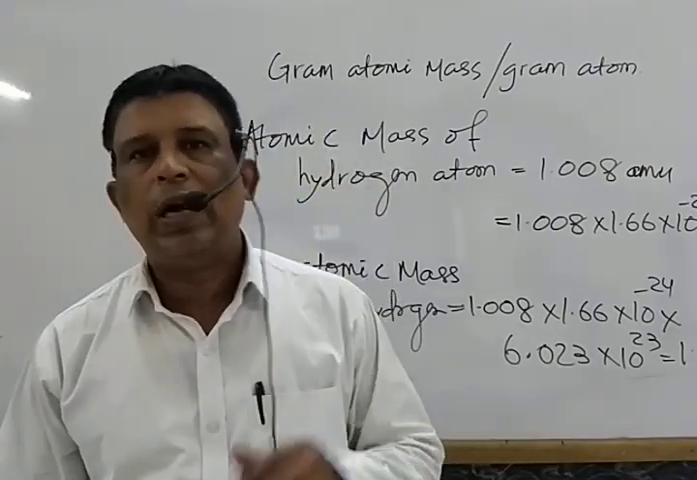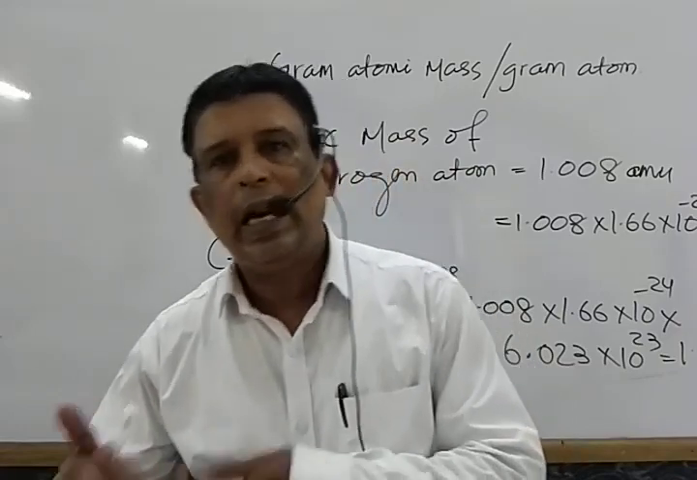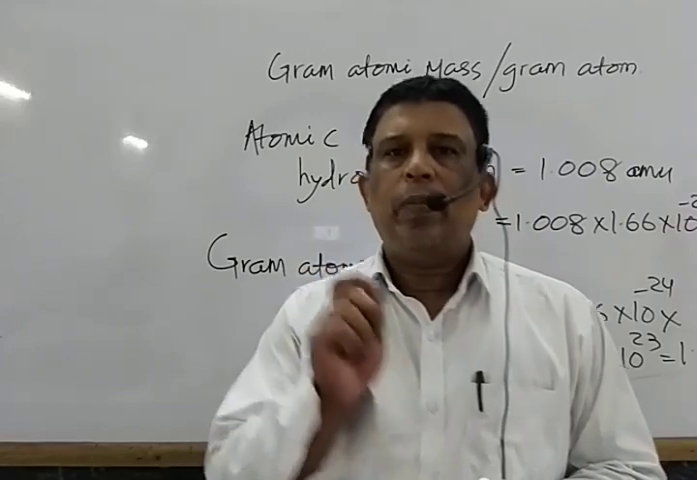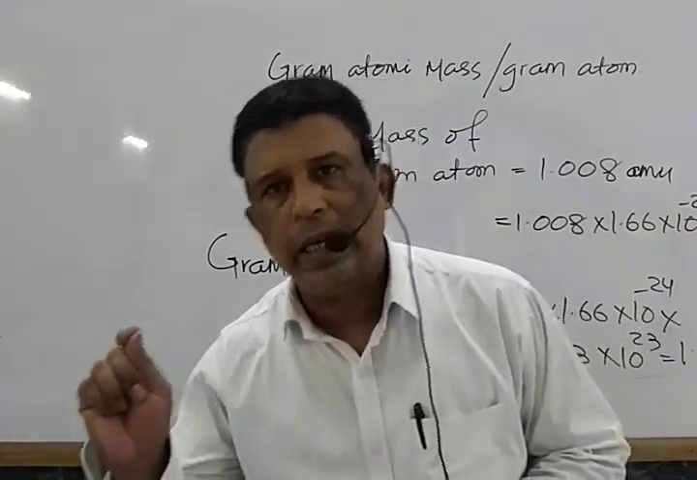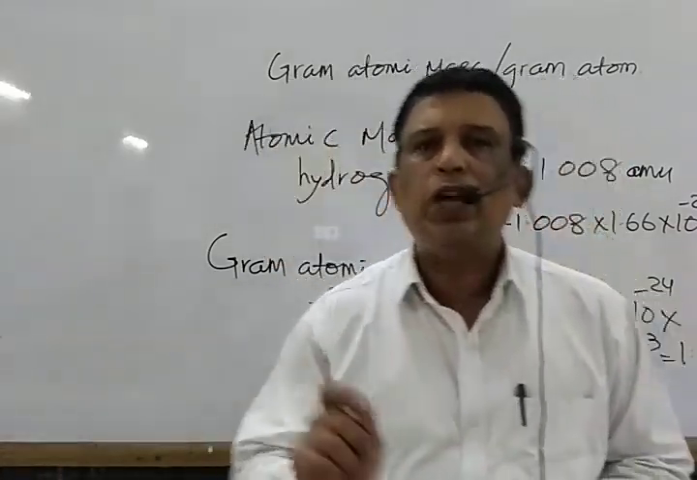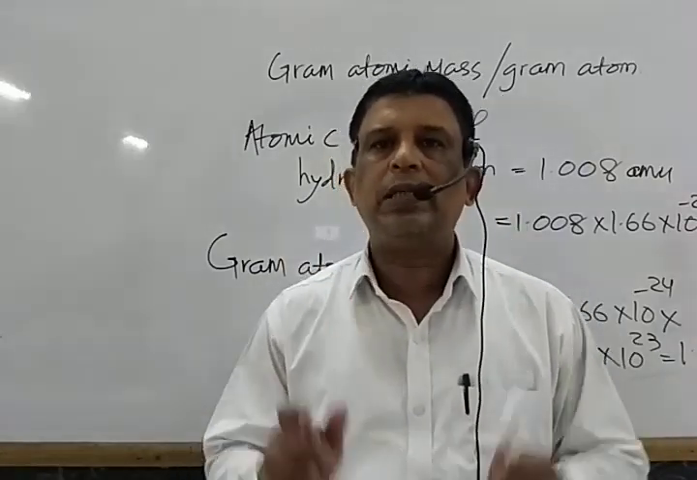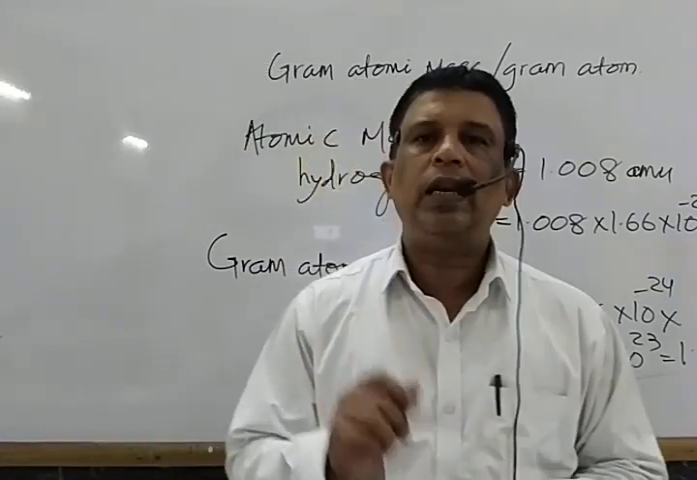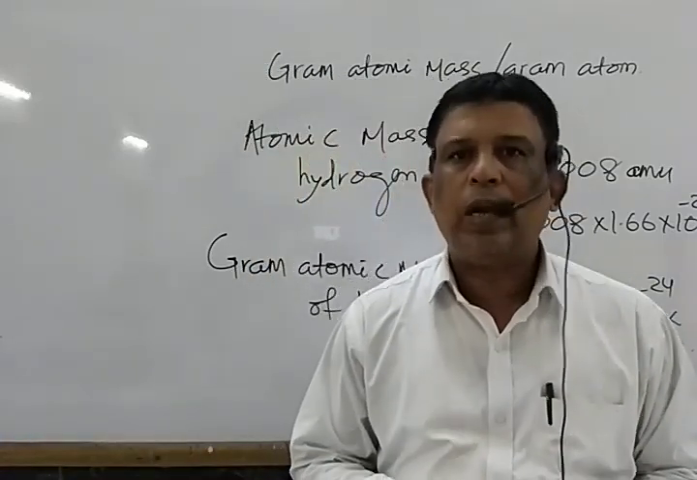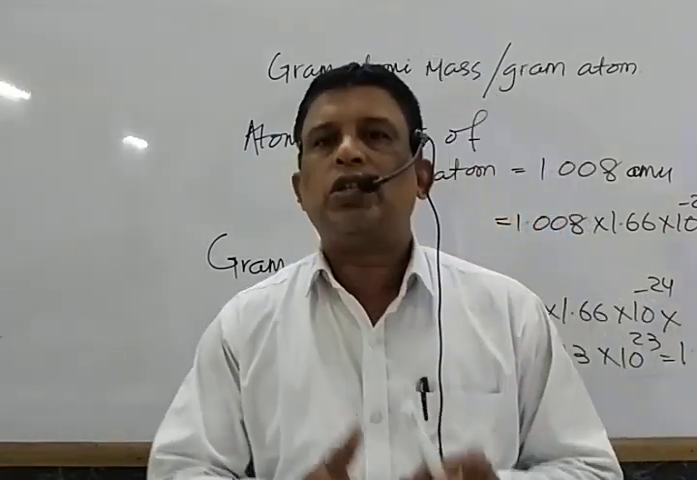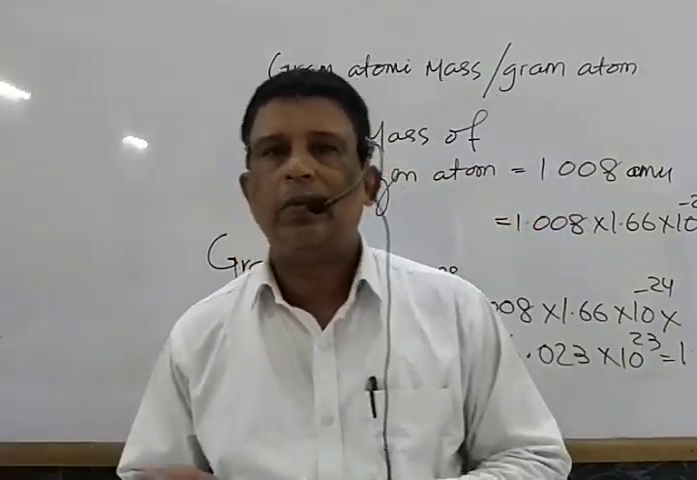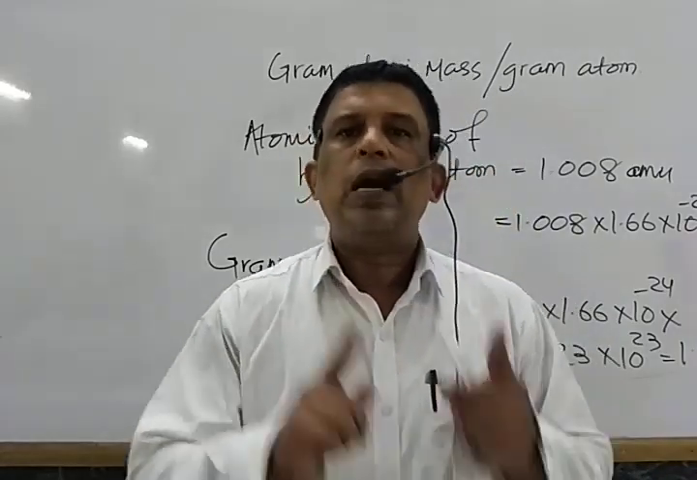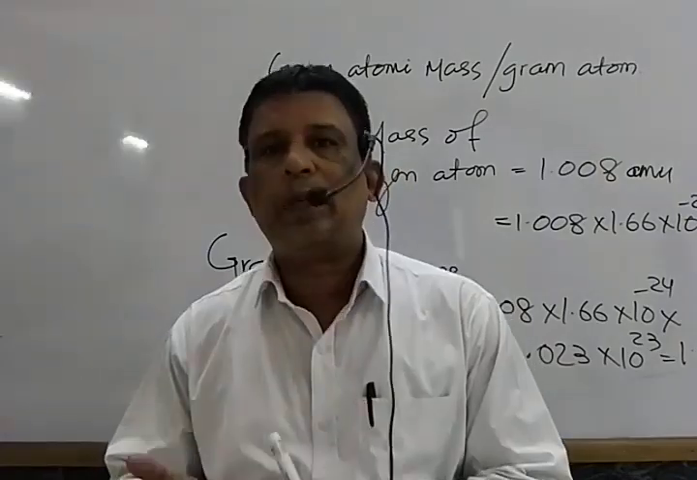So never confuse the two terms, atomic mass in gram and gram atomic mass. Atomic mass in gram means mass of one atom expressed in gram. On the other hand, gram atomic mass or gram atom means mass of Avogadro number of atoms. Similarly, if we compare the molecular mass, it means mass of one molecule expressed in gram. On the other hand, gram molecular mass means mass of Avogadro number of molecules expressed in gram.